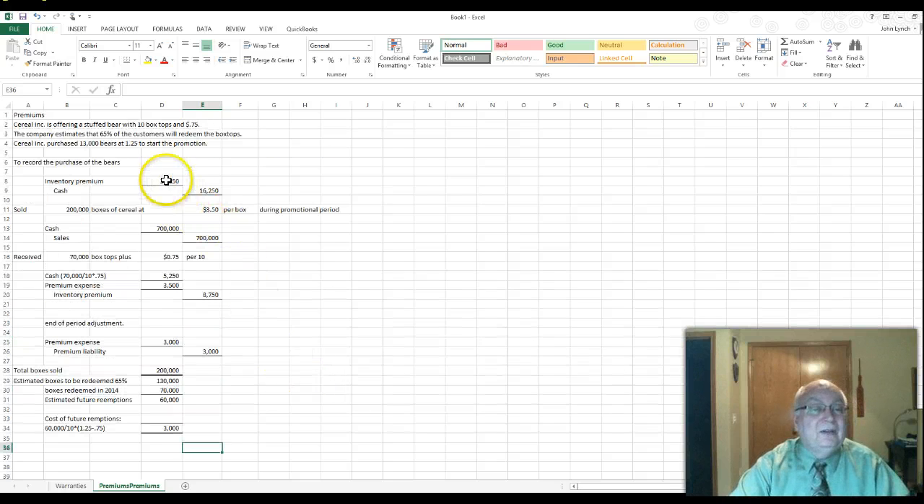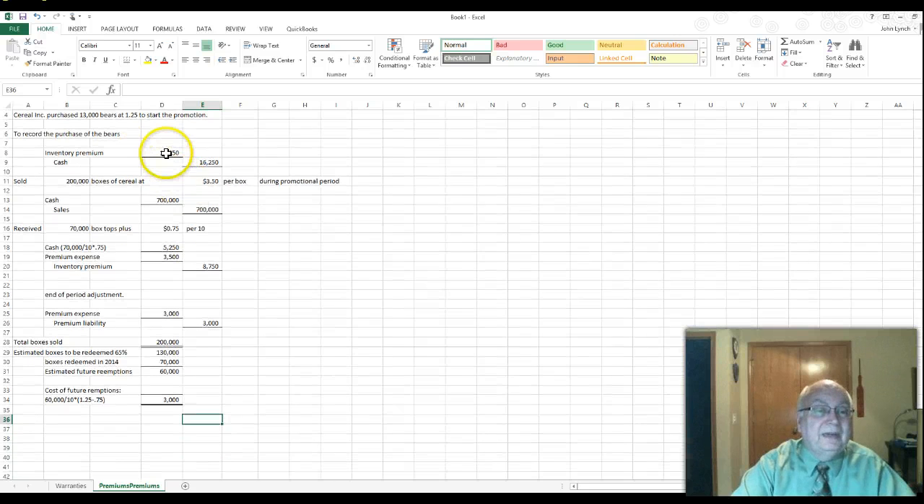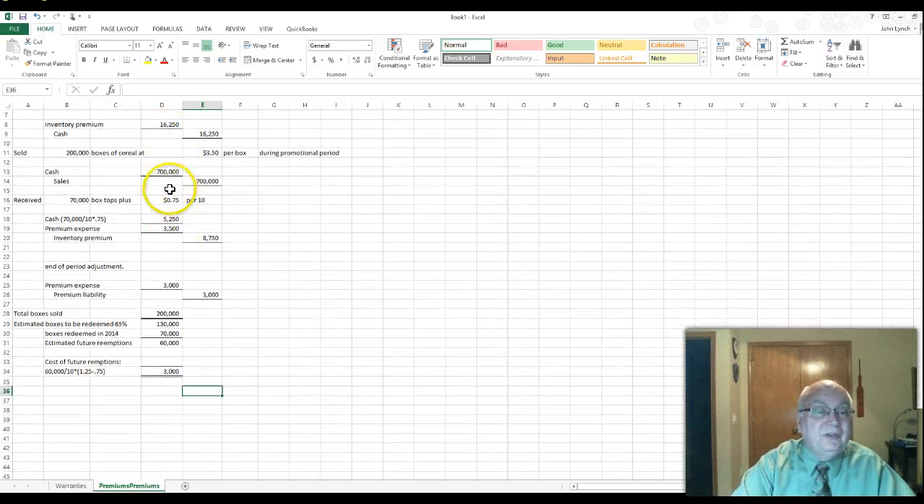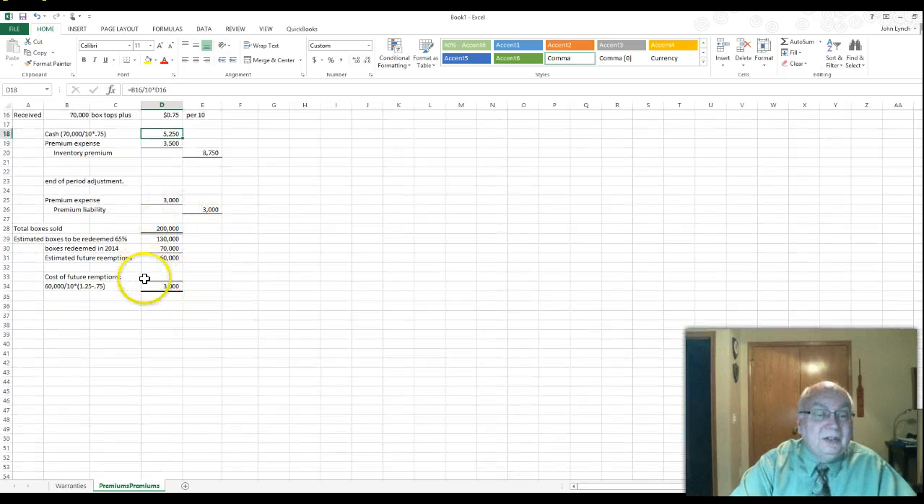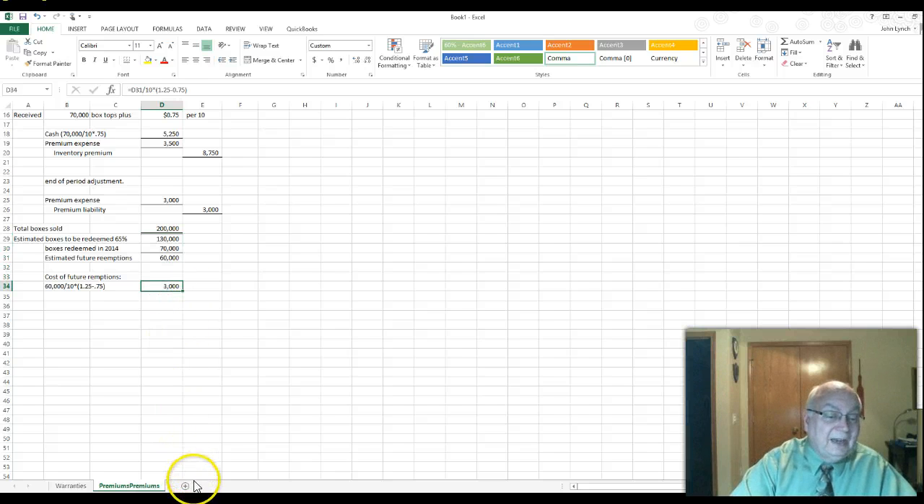So again, this is just arbitrary. They'll tell you how many we purchased and the cost, and you do the journal entries for that. 75 cents is what they had to pay us, and that's where the cash came from. Divided by 10, because you don't get 75 cents per box top. You get 75 cents per order, and it's 10 box tops per order. And then the journal entry would be cash, premium expense, and inventory premium. And down here, what you need to calculate is how many are going to come in yet and what your future cost is going to be. Okay, so that should take care of premiums.